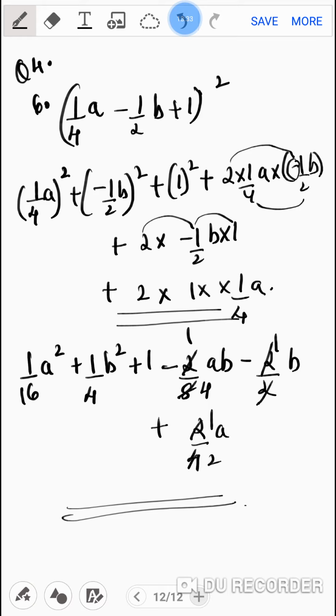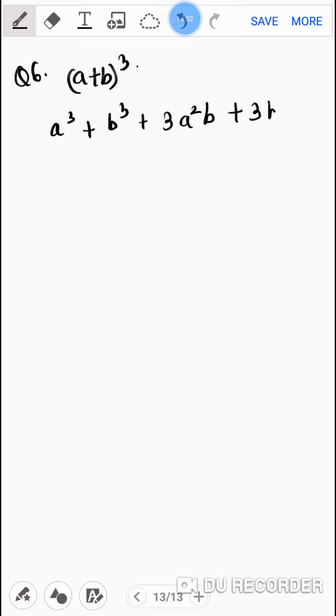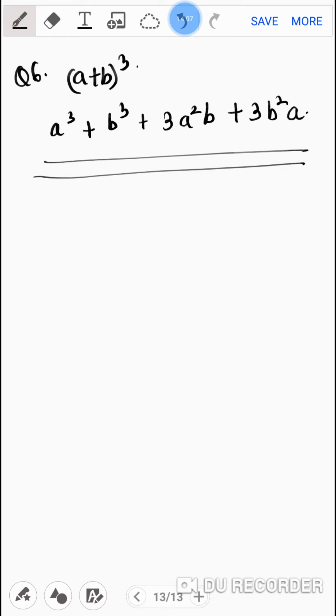I'll jump on to question number 6. Write the following cubes in expanded form. My dear kids, first I'll tell you what is the identity of this. I'm so sorry. And that's your first term cube plus second term cube plus 3 into first term square into second plus 3 into second term square into first. That's your identity of opening or of finding the cube of any expression.